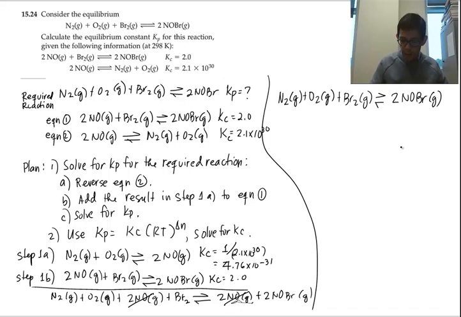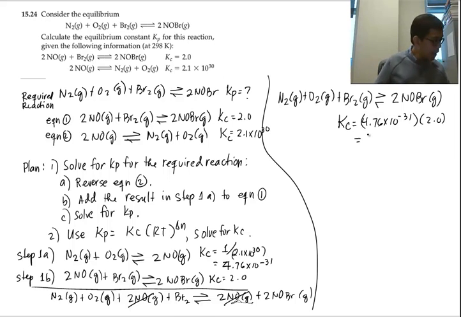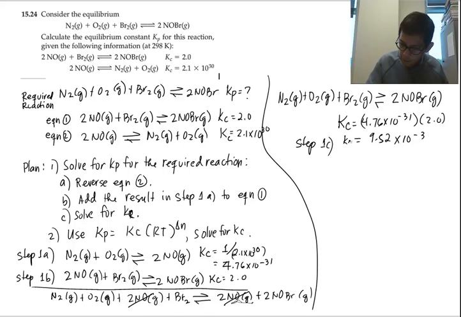So yeah, since we added the two equations, our resulting Kc is the product of the two Kc's. That's 4.76 times 10 to the negative 31 times 2.0. So you should get 9.52 times 10 to the negative 31. Alright, so this is Kc. So that's step 1c.